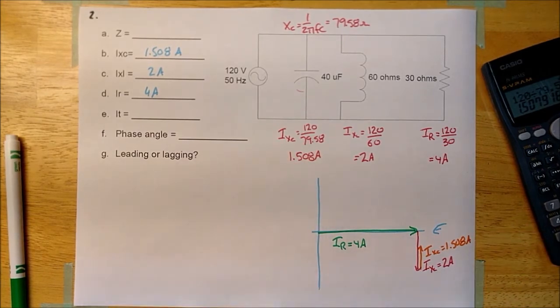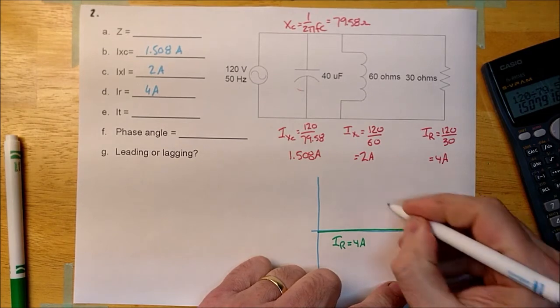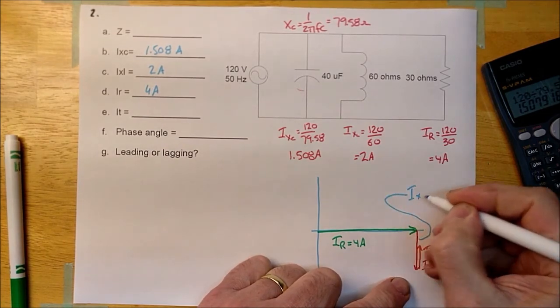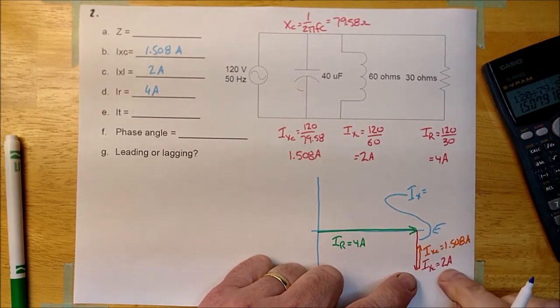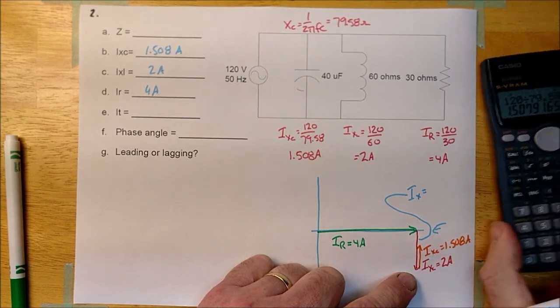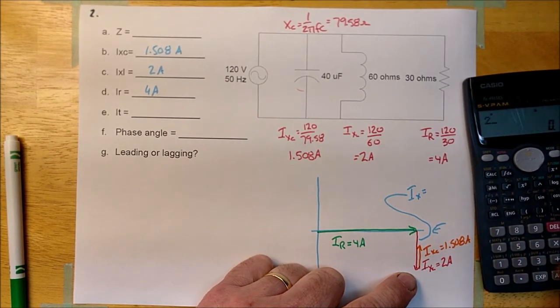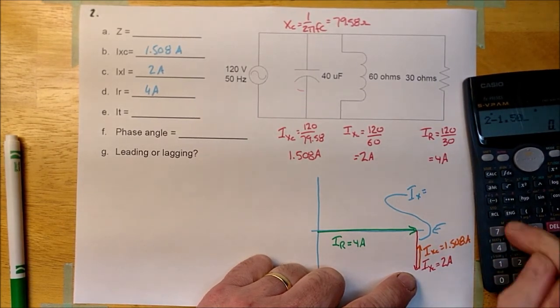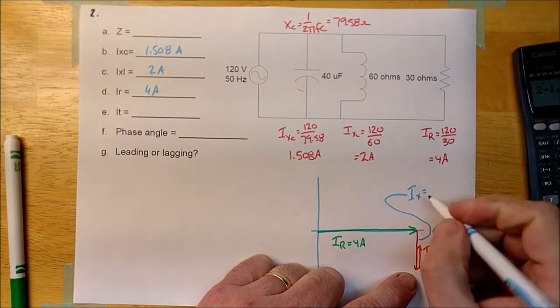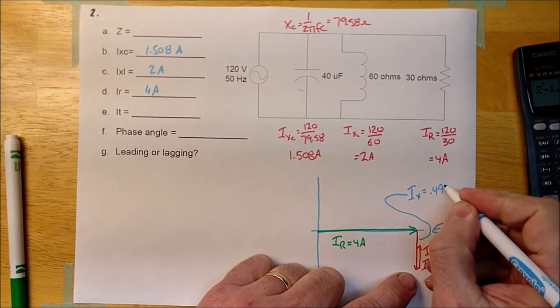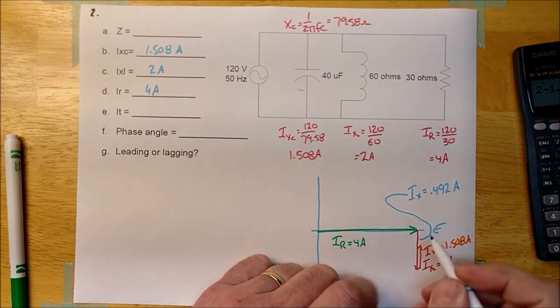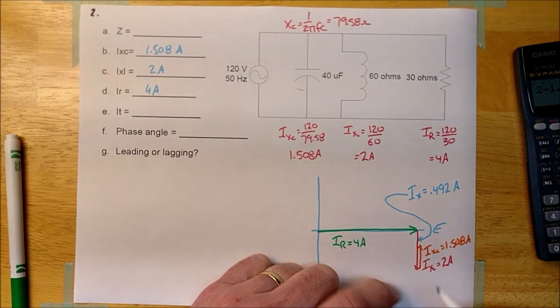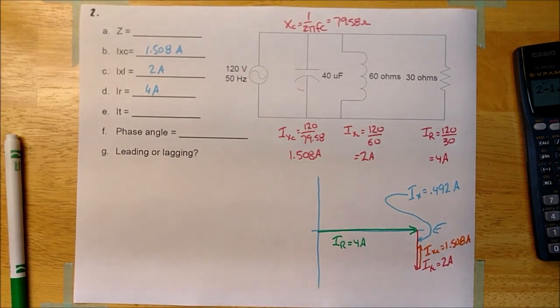Okay, this goofy little line right here, it's going to be IX. It is going to be 2, the bigger number, minus the smaller number, okay guys? So 2 minus 1.508 equals 0.492 amps. That little thing right there, okay guys?